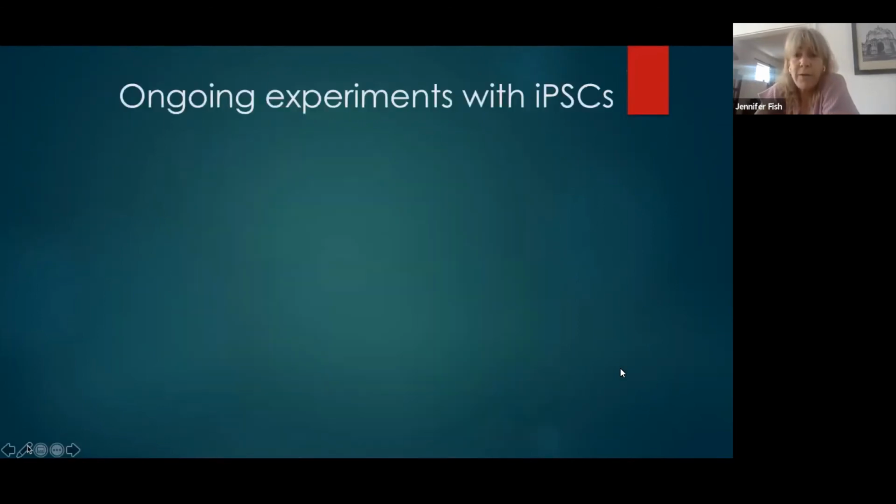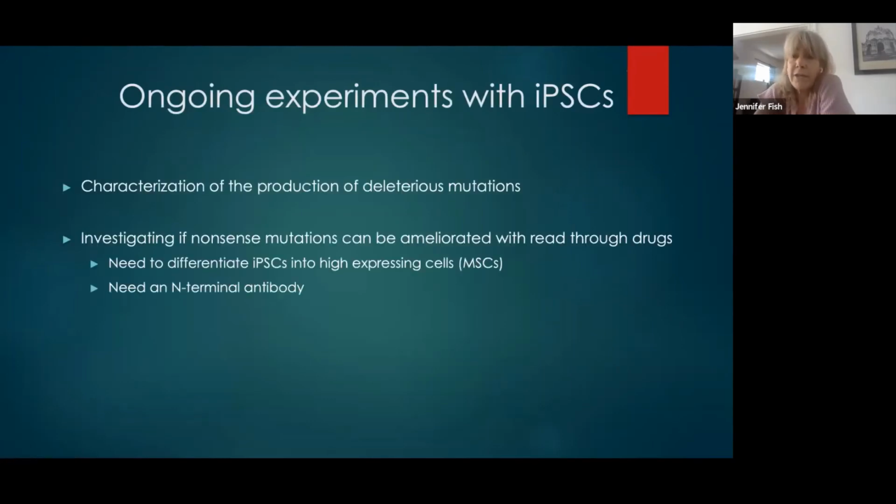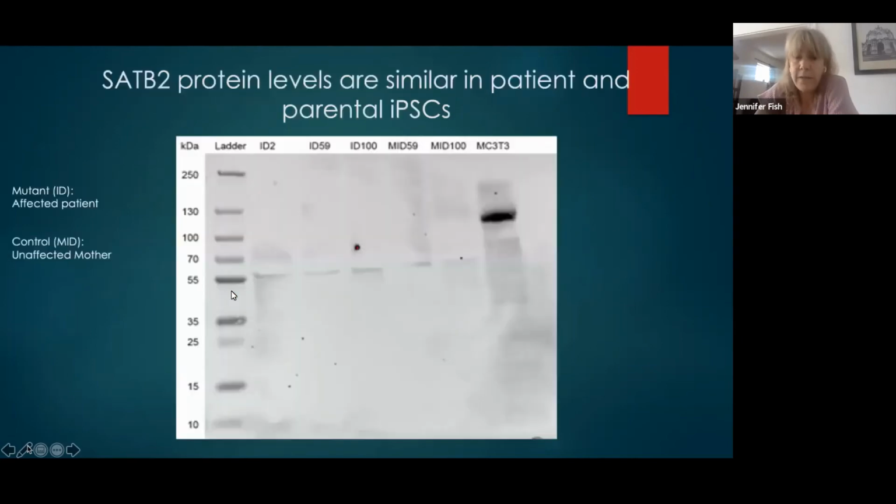So what we're doing is that we are going to differentiate these iPSCs into mesenchymal stem cells. So these are these bone type progenitors where we know SATB2 is highly expressed, and then repeat these experiments. And we expect in this cell type that we will be able to see differences in protein levels between the patient and the parent. One of the things that we're working on is trying to develop another antibody that will help us with this assessment.